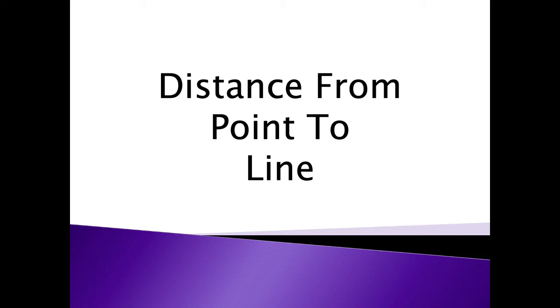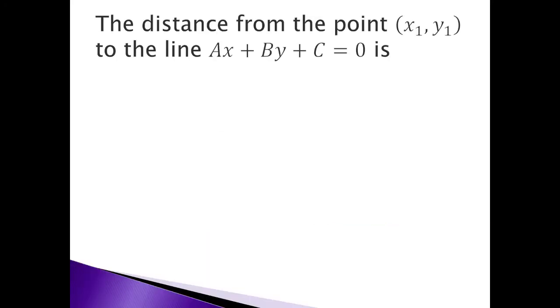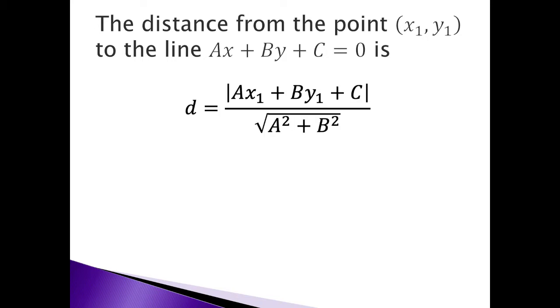This is distance from a point to a line. The distance from x1, y1 to the line ax plus by plus c equal to 0 is given by d equals the absolute value of a times x1 plus b times y1 plus c. All of that is divided by the square root of a squared plus b squared.